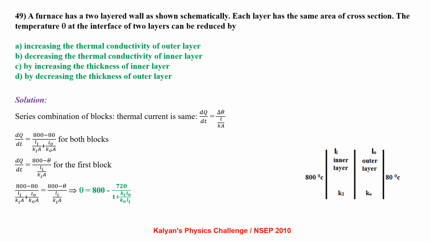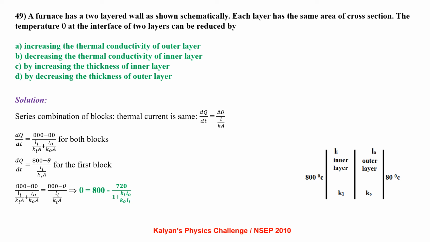The given combination is a series combination of the blocks, so thermal current is the same. dQ by dt equal to delta theta by L by KA. Here L by KA is known as thermal resistance.